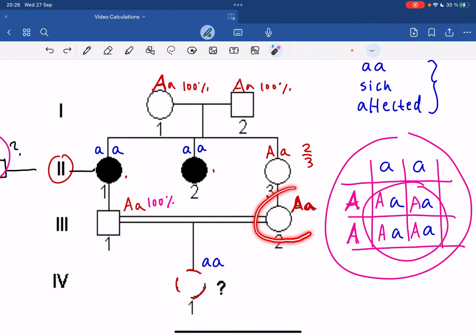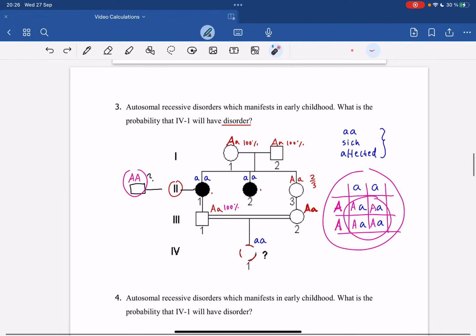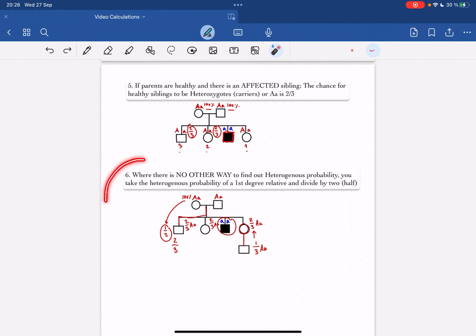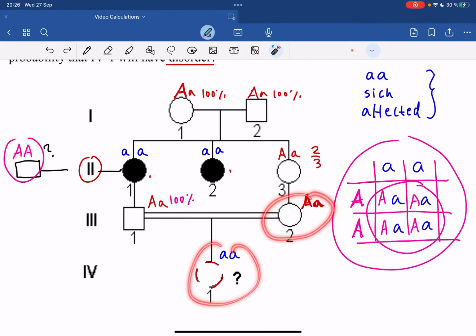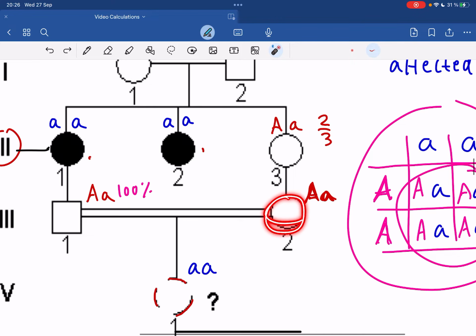What will the daughter have? Okay, we go back to one of our rules. Here we have this one. Where there is no other way to find out heterozygous probability, you take the heterozygous probability of a first degree relative and divide by 2. Okay, we look at this mother right here to this unborn child. We can't really figure out if she's heterozygous because we don't really have an affected sibling, or some parent that could tell us. We really don't have anything here.